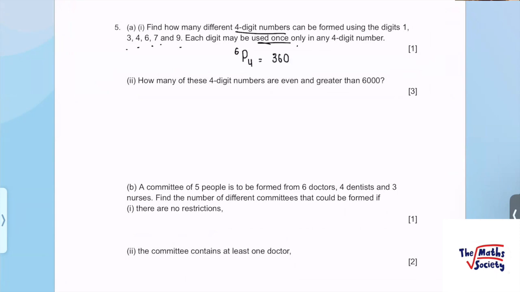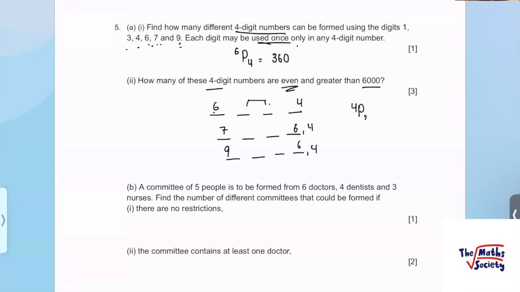And it says how many of these 4-digit numbers are even and greater than 6,000. To be greater than 6,000, we can use 6, 7, and 9, right? In the first position, 6, 7, and 9. And then it has to be even. So at the end, you can have 4, because 6 is already there. So here there are 2 places left. 2 are taken, so you have 4P2. Because you have to choose 2 from the remaining 4 numbers, and you'll multiply with 5, and that will give you 60.